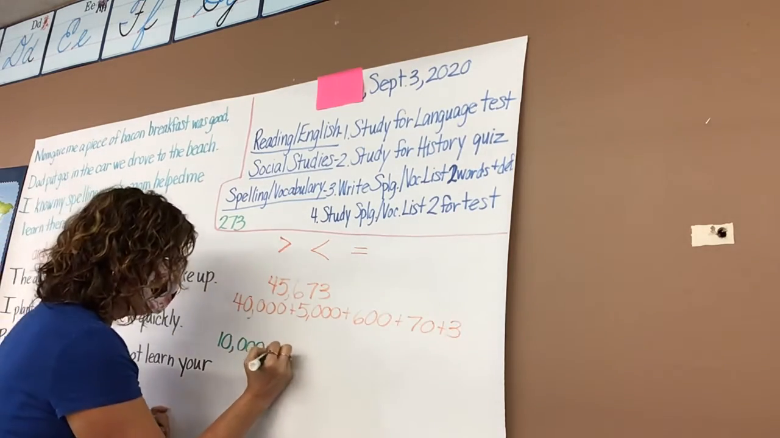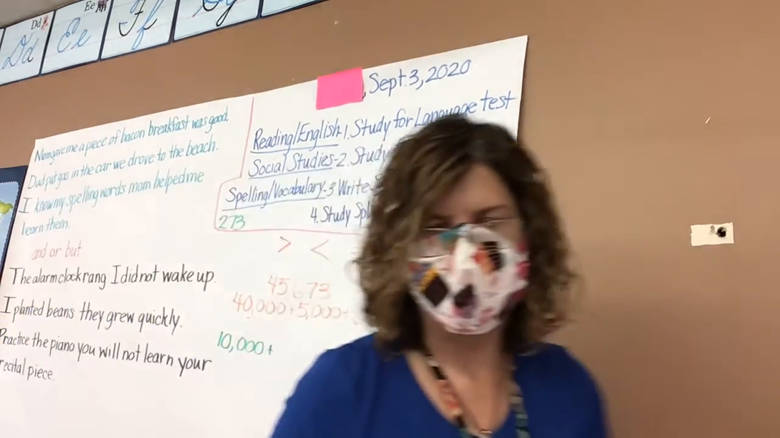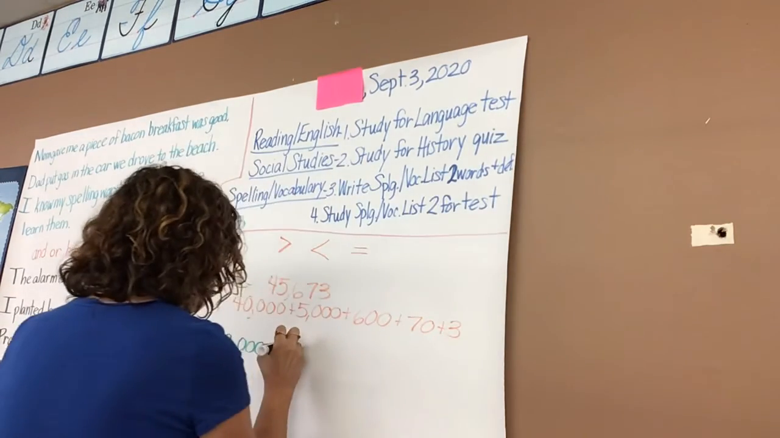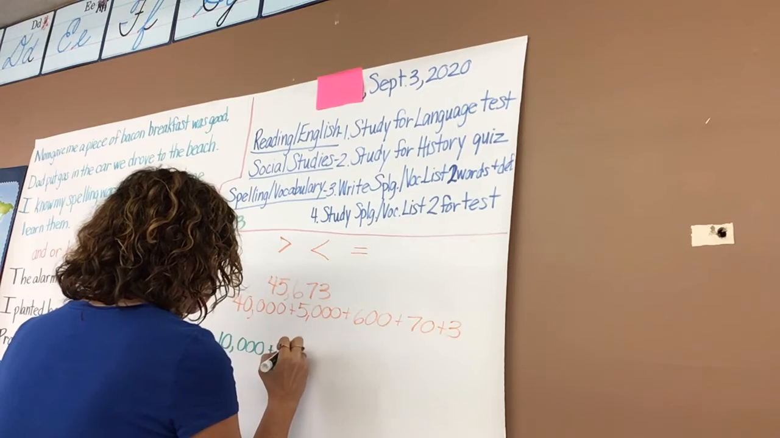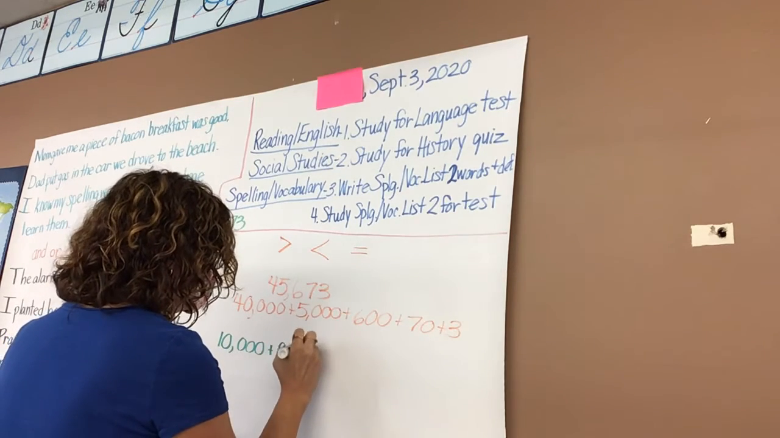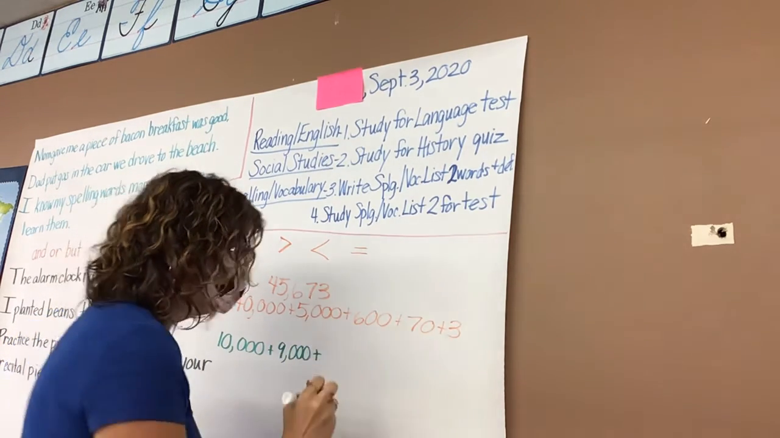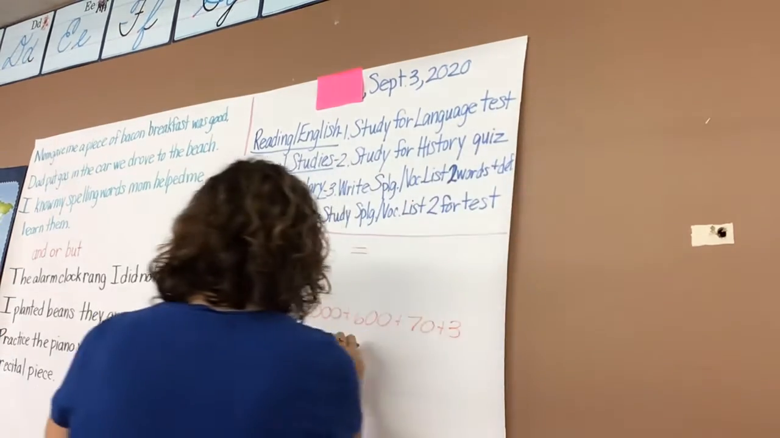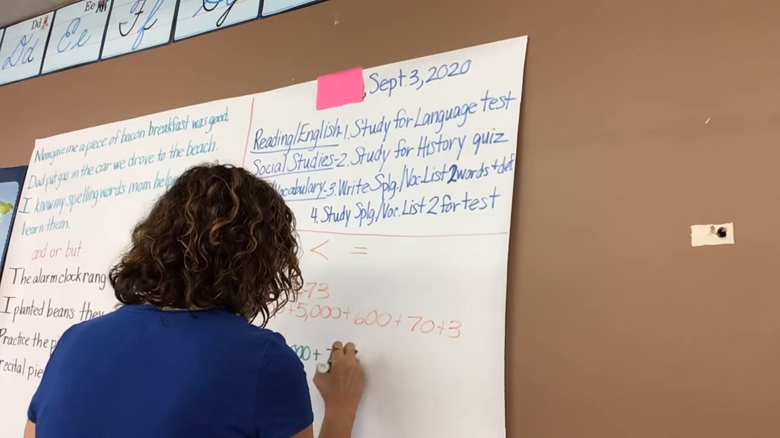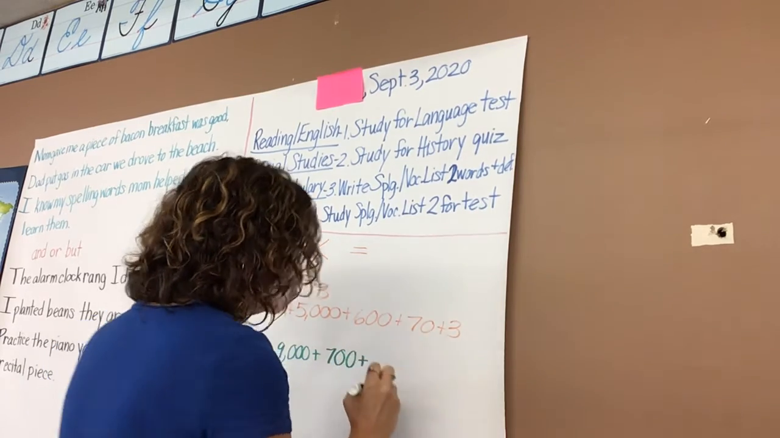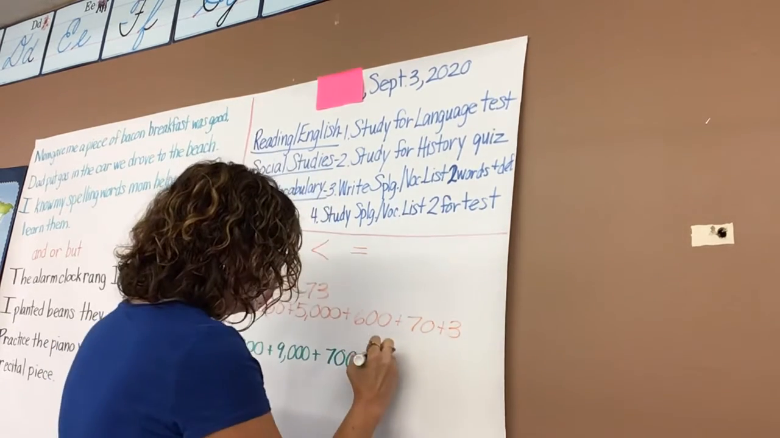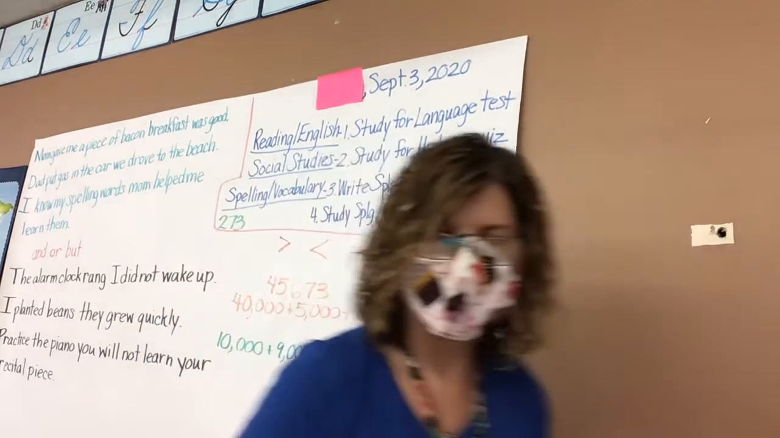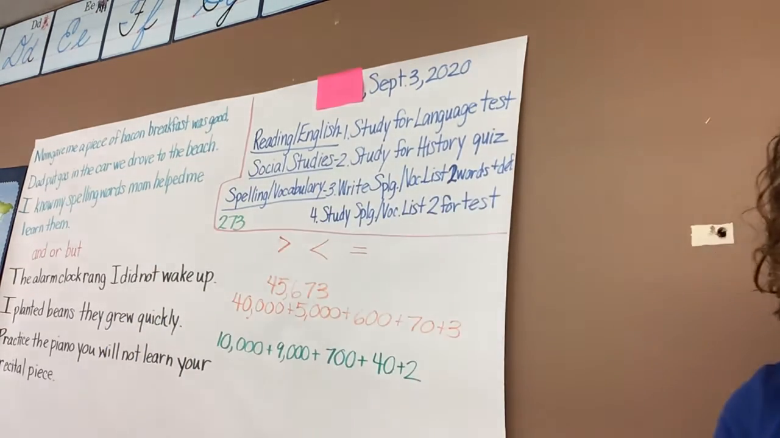All right, then you add to that, what was in the 1,000s column? A 9. So now you're going to put 9,000. 9, comma, 0, 0, 0, plus 700. So this time you only want 2 zeros, plus 40. So 40 plus 2. Excellent.